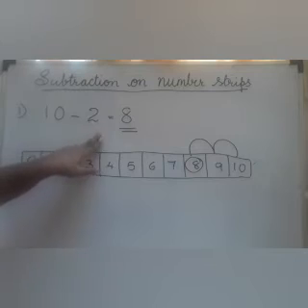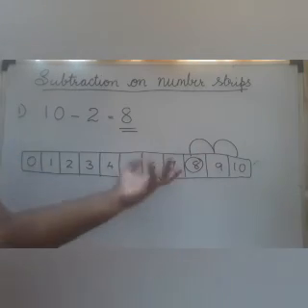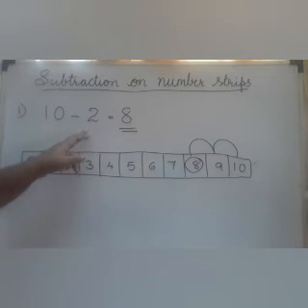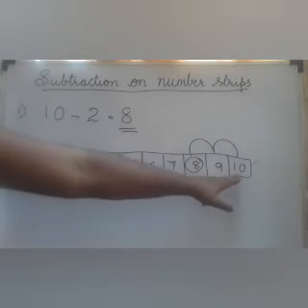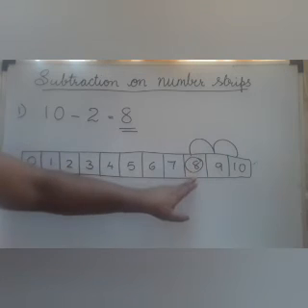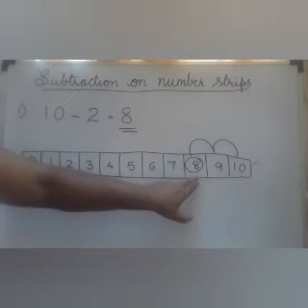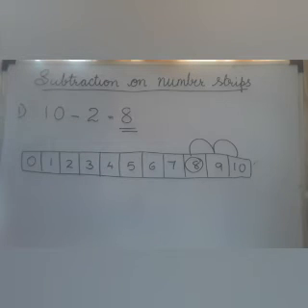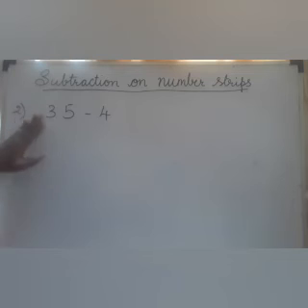The second number means how many backward jumps we want to make. 2 backward jumps. From 10, 1, 2. Tell where we are now. We are at 8. So we can say that 8 is the answer. Is it clear, my dear kids? Moving to the next question.